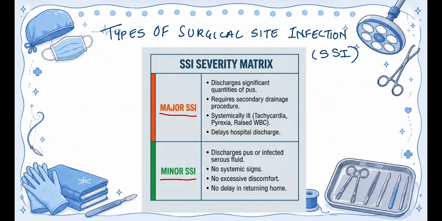So what makes an SSI major? Well, a major SSI discharges a significant amount of pus. It often requires a whole second surgery just to drain it, and the patient becomes systemically ill. They'll show tachycardia, which is a fast heart rate, they'll have pyrexia or a fever, and their white blood cell count shoots up. Now, a minor SSI might also discharge infected fluid, but it doesn't cause those severe systemic signs, and it doesn't significantly delay the patient's recovery.